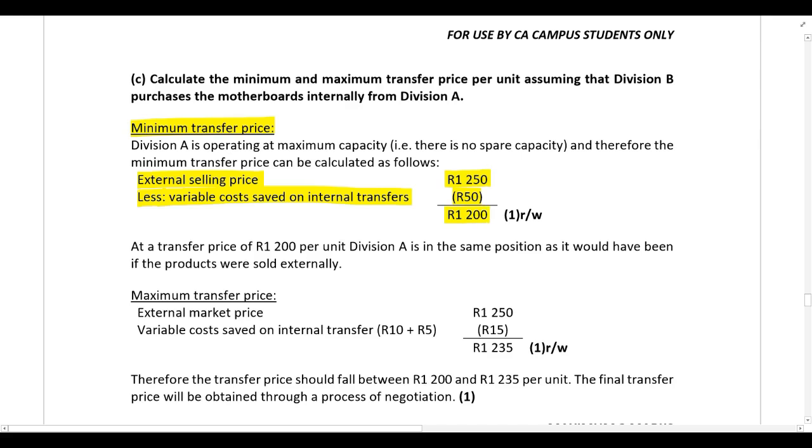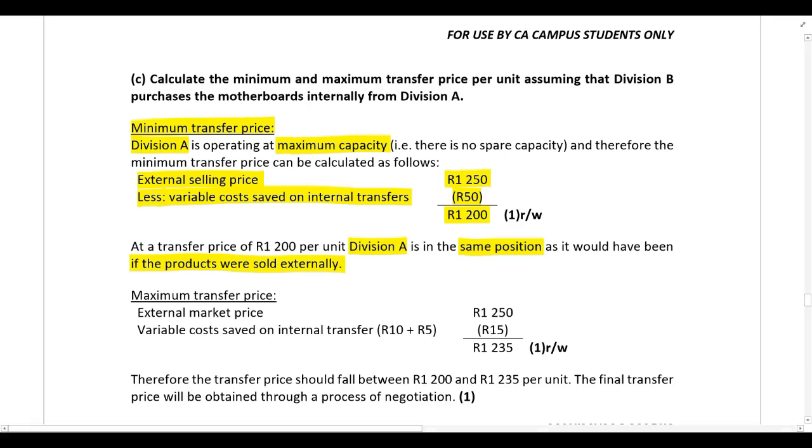And please note, the only reason why you can perform the calculation in this way is because Division A is operating at maximum capacity. In other words, they don't have any spare capacity. So that's why we can perform the calculation in this way. And by performing the calculation in this way, we've made sure that Division A will be in the same position as they would have been if the products were sold externally.